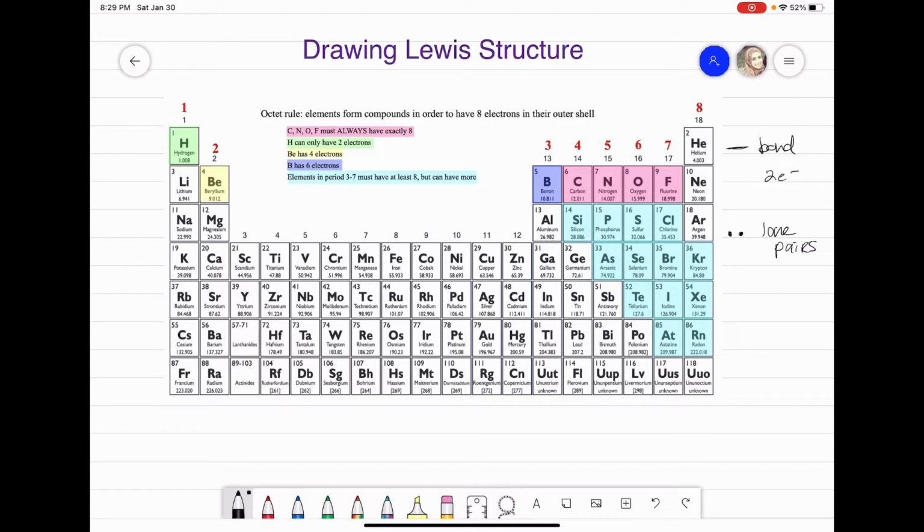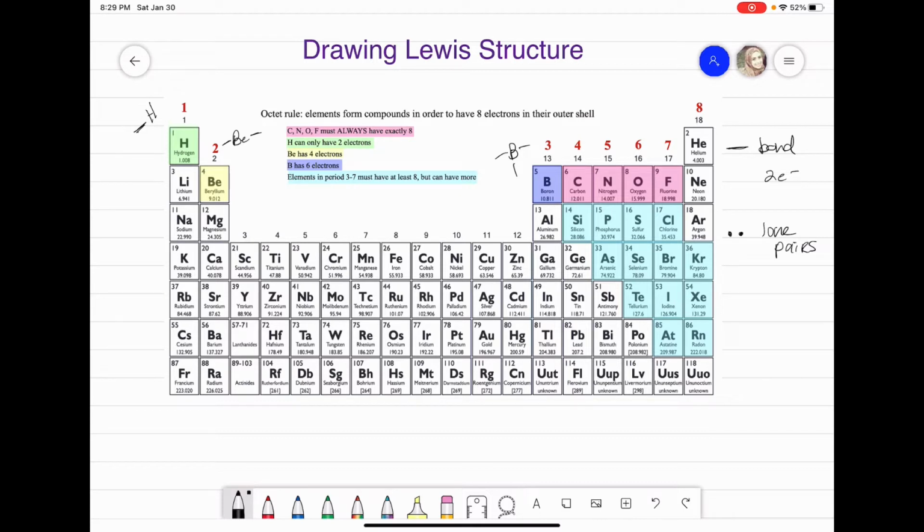Beryllium can only have 4 electrons, and boron can only have 6 electrons. So hydrogen forms a single bond like this mostly. Beryllium, you'll see with 2 bonds. And boron, you'll see with 3 bonds. And then the rest have to have 8.